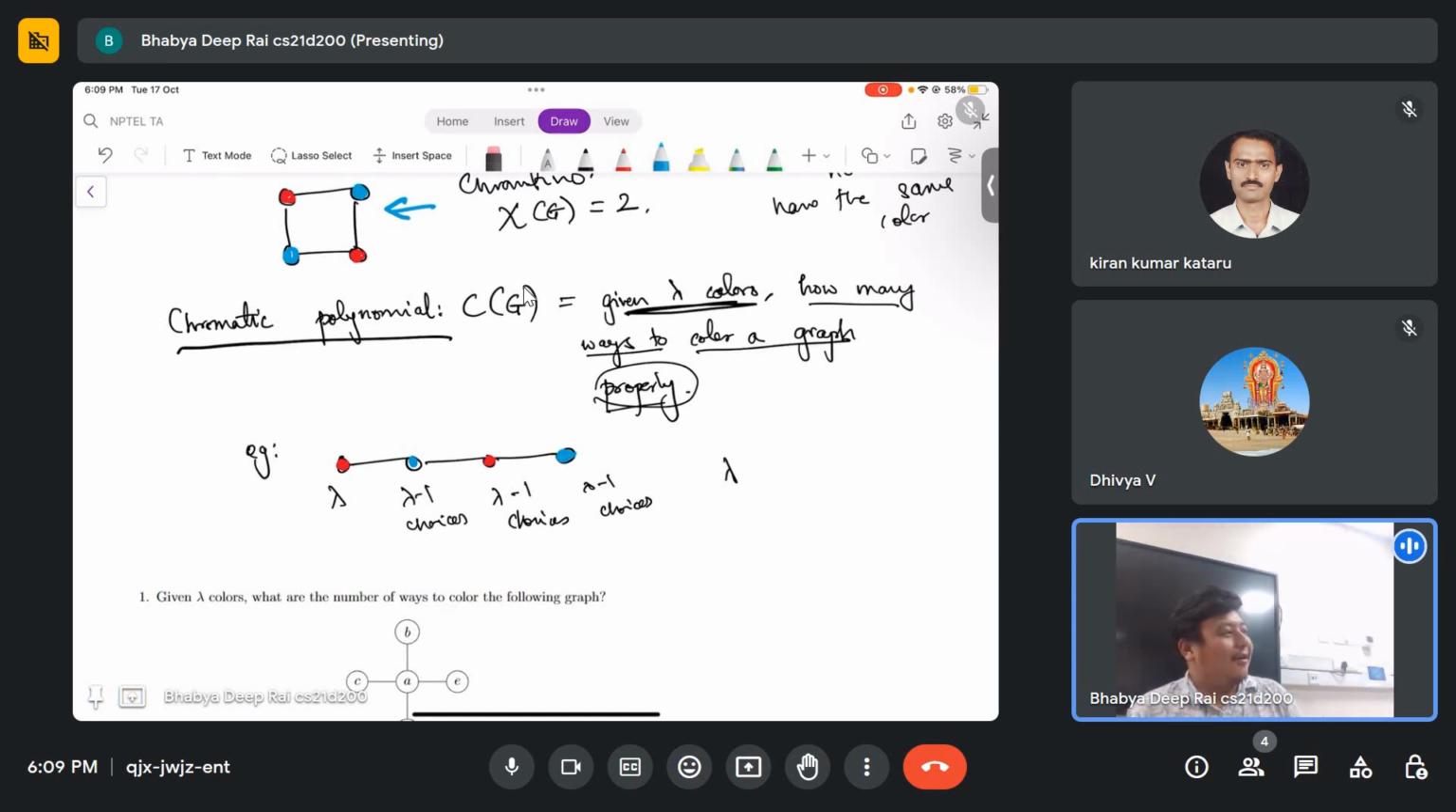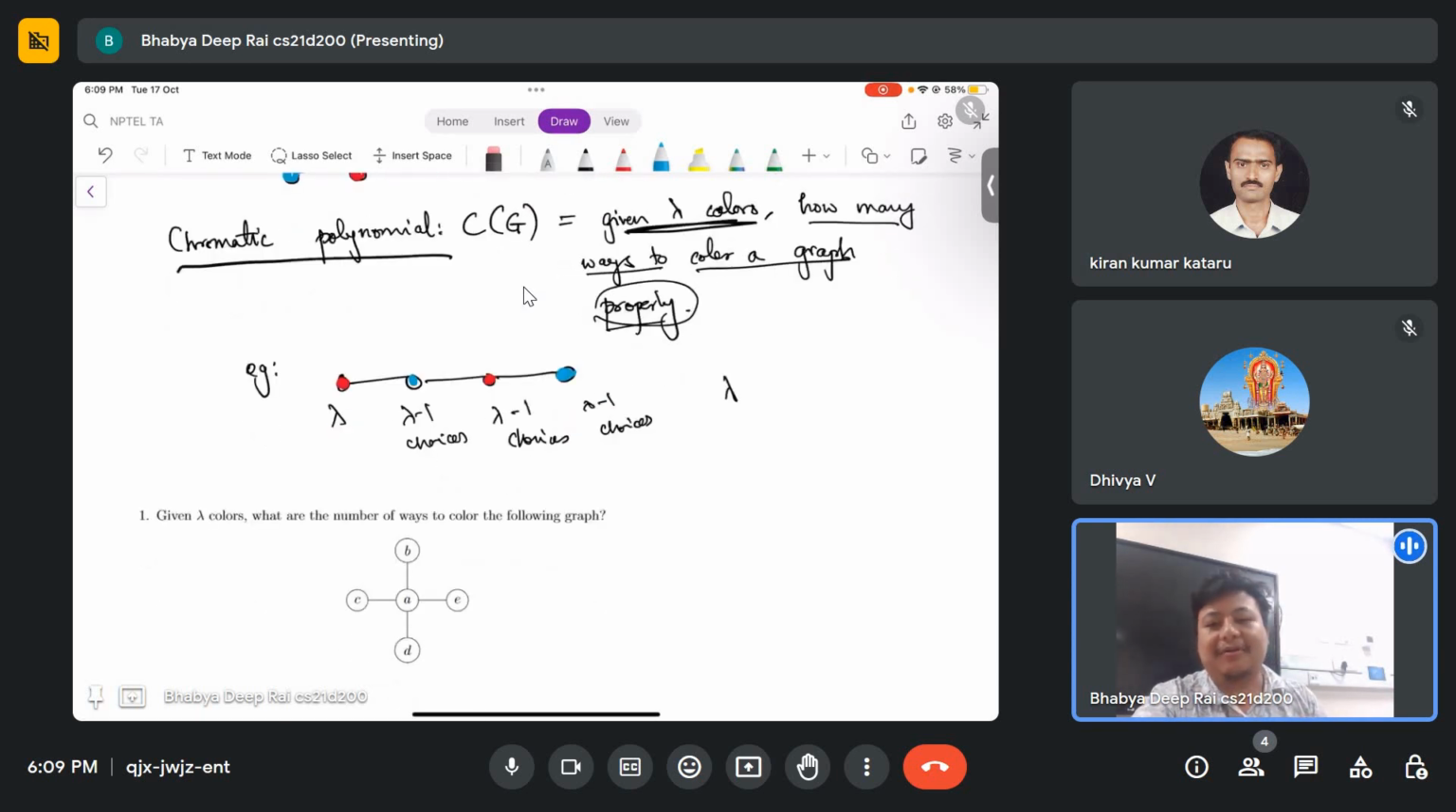So in any given path, I can use this kind of logic to solve it. Of course, this kind of logic will not always be possible for some different graphs, but we'll see how to handle that. But we see that, by the product rule, the first one has lambda many choices, the second has lambda minus 1 many choices, and the third has lambda minus 1, and lambda minus 1, which is lambda times (lambda minus 1) cubed, which is called the chromatic polynomial represented by C of G. So given lambda colors, I will tell you how many ways there are to color this graph G. As simple as that.